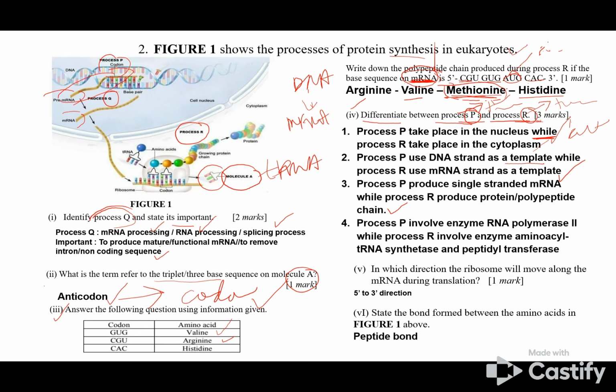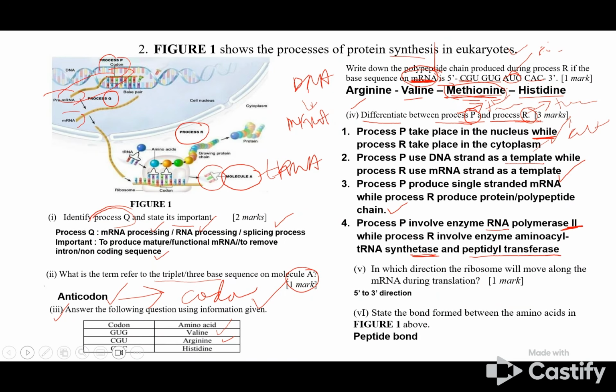Okay. Process P involve enzyme RNA polymerase 2, must write in Roman, while process R involve enzyme amino acid tRNA synthetase. The spelling must be correct. Another one is peptidyl transferase, must write in correct spelling.